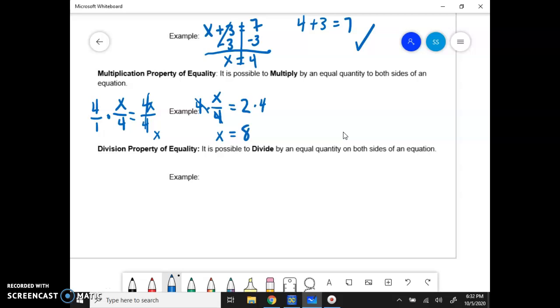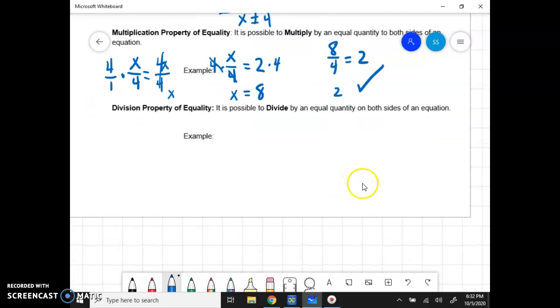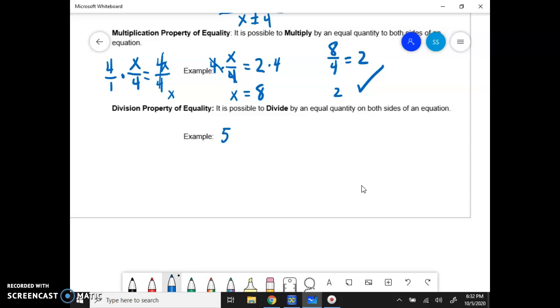And again, let's plug this back in, see if it works out. 8 over 4 is equal to 2. 8 divided by 4, does that equal 2? It sure does. It checks out. We're good to go. Last one here, the division property of equality is saying it is possible to divide by an equal quantity on both sides of an equation, and you'll get an equivalent equation. So let's look at 5 times x is equal to 10.